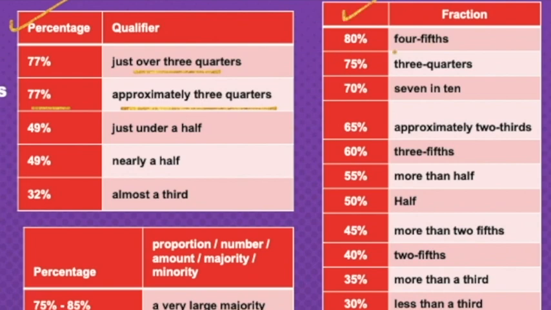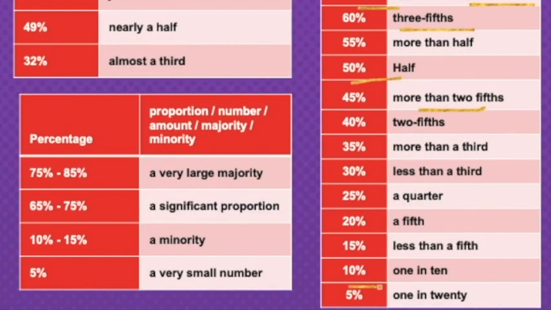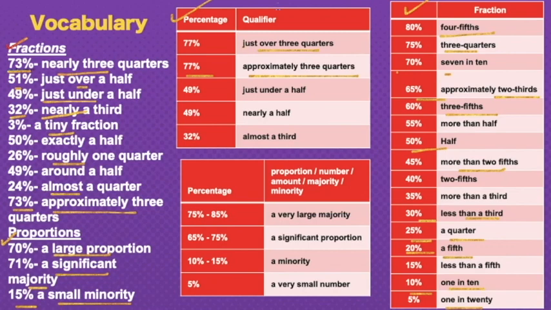So for 80% you can say 4/5, 75% 3/4, 70% 7 in 10, 60% 3/5, 65% approximately 2/3, 45% more than 2/5, 50% half. For 10% you can say 1 in 10, 5% you can say 1 in 20, 20% a fifth, 25% a quarter, 30% less than a third. Right, so this kind of vocabulary is going to be of immense importance when you are doing pie charts. This is even used in tables. When you're writing a report for table diagrams, this vocabulary is going to be of help to you.